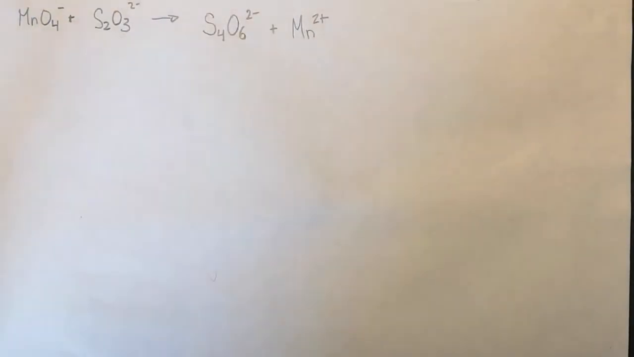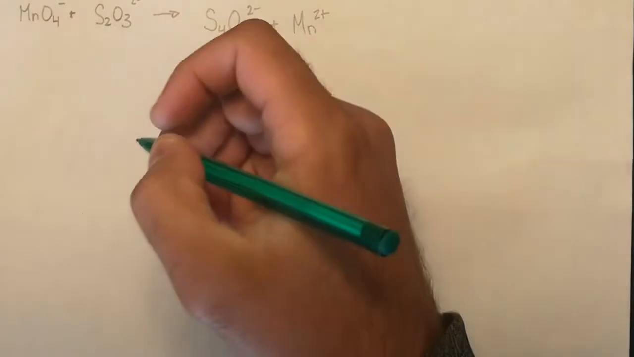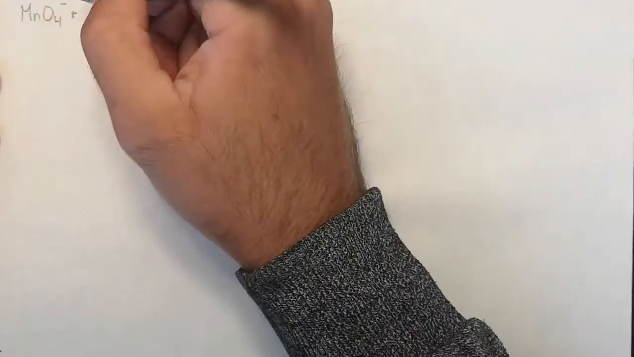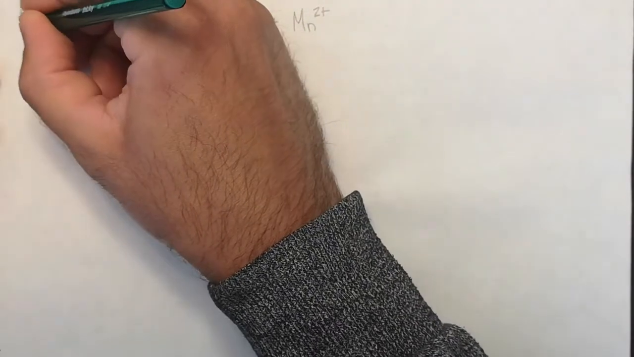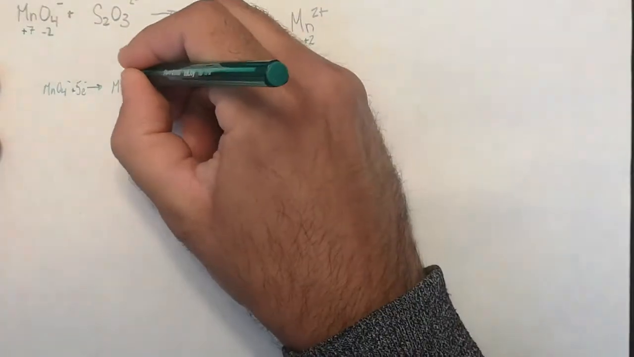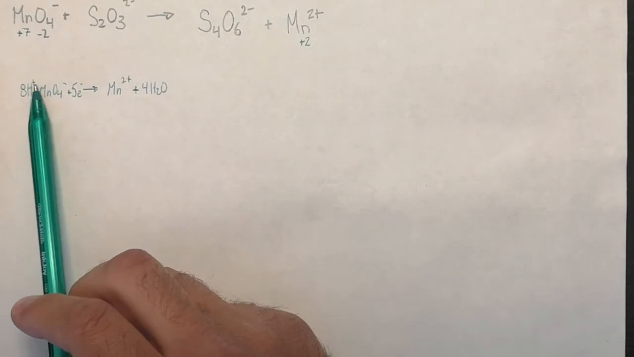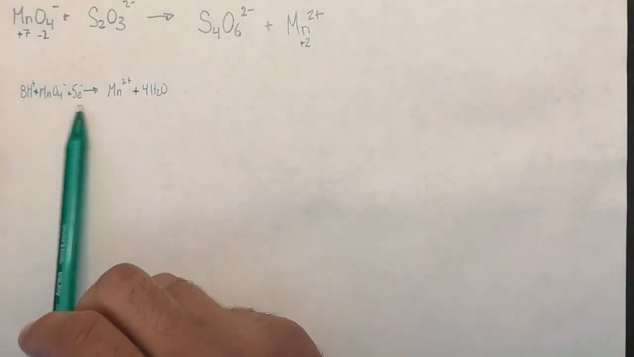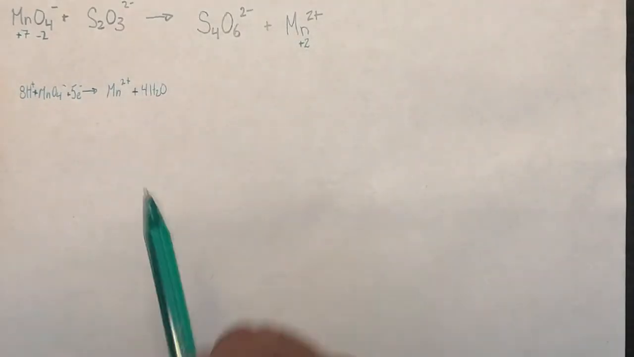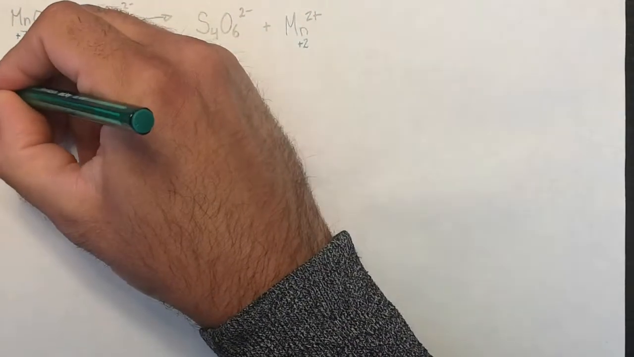Hey there. We're going to be balancing permanganate and S2O3 2- in acid. All right, so let's take a look at assigning some oxidation numbers. If you were to sum all the charges here, we have 8 positive, 6 negative for a net charge of plus 2. So this here is our reduction half reaction.